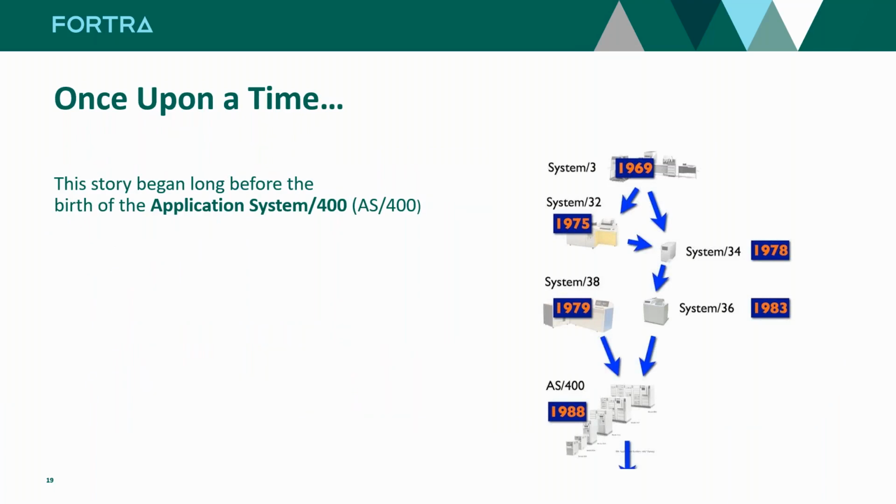So going back in history, this all comes from System 3, which was born back in 1969. Then it developed into System 32 in 75 and System 38 in 78. But in parallel, and as part of a plan to do the next best thing before the mainframe, they were developing System 38 that, along with System 36, ended up being the AS400 in 1988. So that's when the AS400 is born.